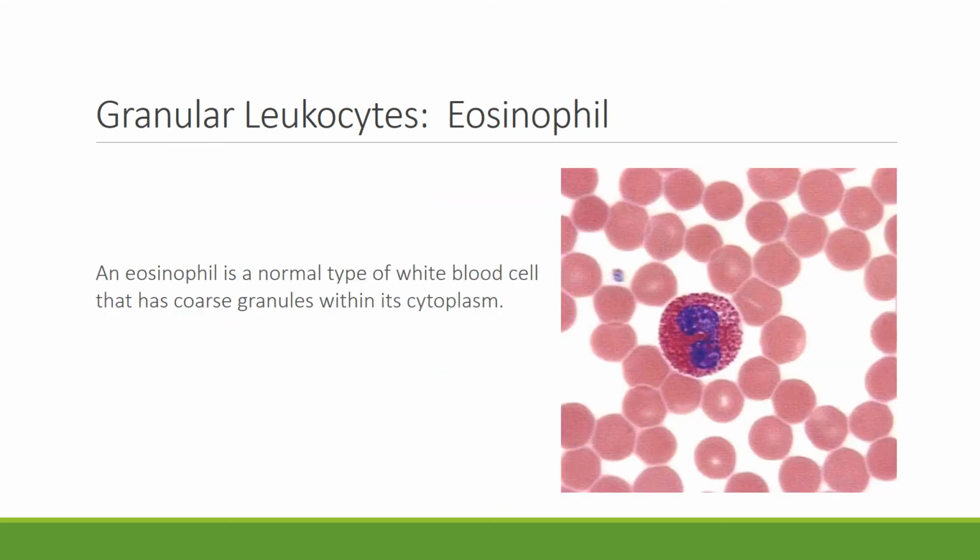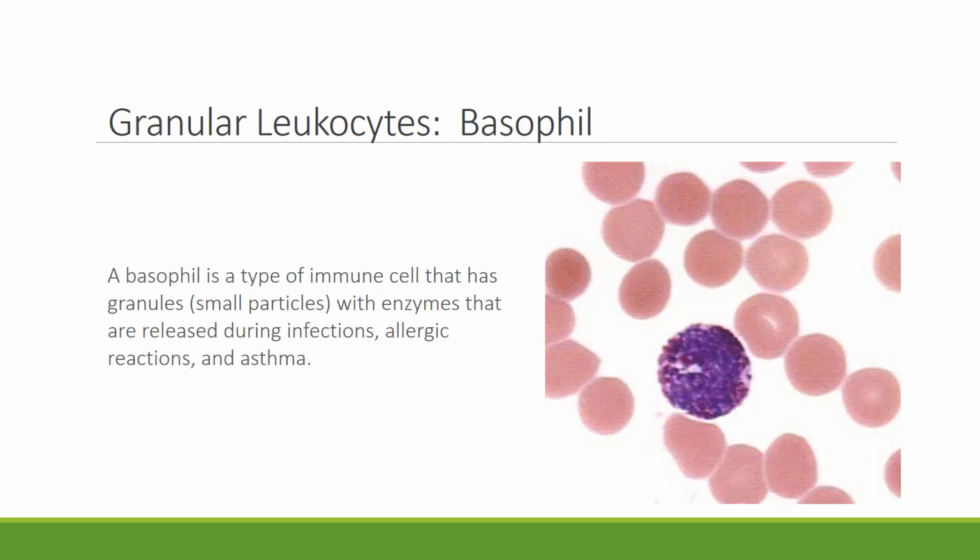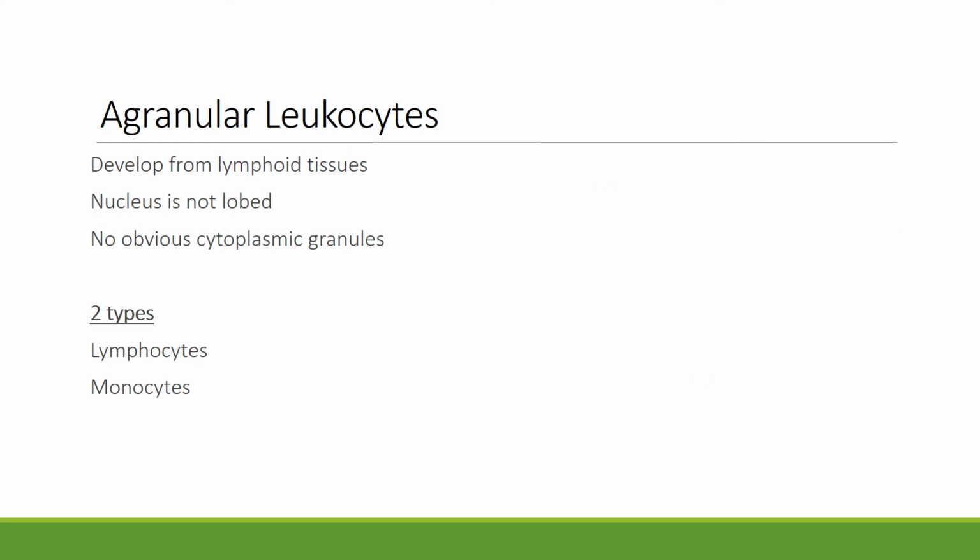Another granular leukocyte is the eosinophil, named this because it picks up the dye eosin, which is a red dye, in its granules. It's a normal type of white blood cell that has very coarse granules in the cytoplasm. Remember that the neutrophil, eosinophil, and basophil are all called granular leukocytes because they have granular type substances in their cytoplasm. A basophil is a type of immune cell that has granules with enzymes that are released during infections, allergic reactions, and asthma. A means without, so agranular means without grains.